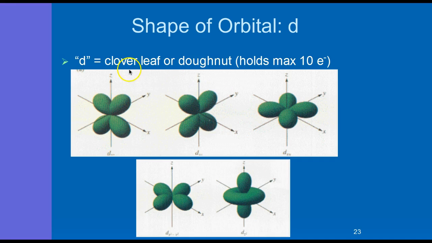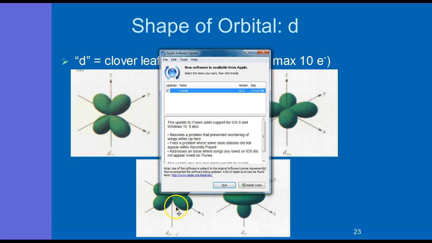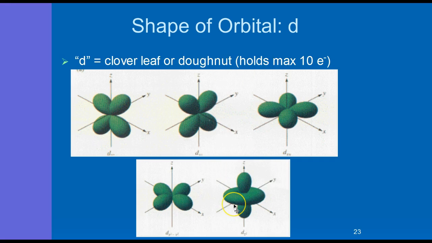Now the D is cloverleaf. It looks a little bit like a cloverleaf or a donut, because that one looks like a donut with its jelly squirting out. It holds a maximum of 10 electrons because you have 5 of them, 1, 2, 3, 4, 5, which can each hold 2. 5 times 2 is 10. And again, they fill it up 1 at a time. They'd go 1, 2, 3, 4, 5, and then 6, 7, 8, 9, 10. And these are even more crazy. You can see that their designations down there are crazy mathematical formulas, and there's no need to know those.